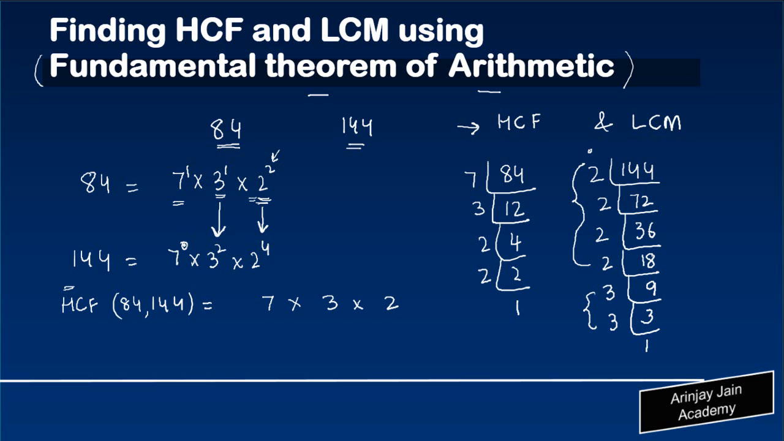For 7 it is 0 and 1. Obviously 0 is the lowest, so I put in 0. For 3, 1 is the lowest, so I put in 1, and not 2. For 2, here the power is 2, here the power is 4, the least one is 2, so I put in 2. This gives me 7 to the power 0, which is 1, times 3, which is 3, into 2 squared, which is 4. 3 times 4 gives you 12. So the highest common factor of 84 and 144 is 12.